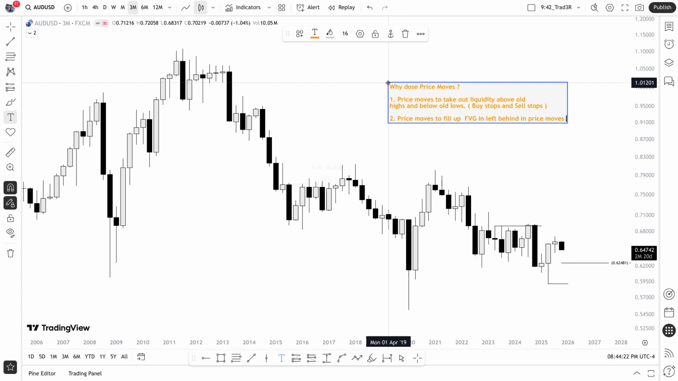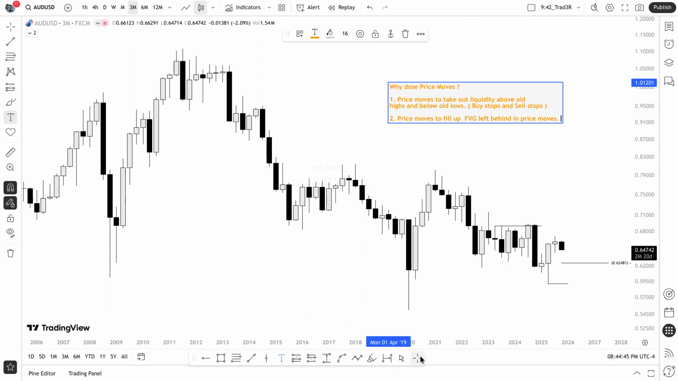So this is reason number two, price moves. Price moves to fill up FVGs left behind in price moves.